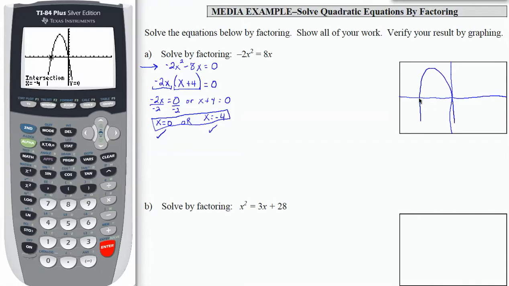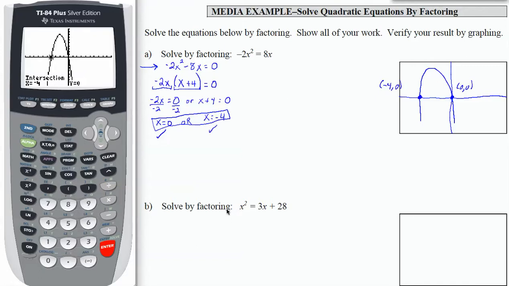That's not great, but we can identify those are the places my parabola crosses the horizontal intercept, and that's going to be negative 4, 0, and 0, 0. So those crosses, the places where it crosses the x-axis or the horizontal axis, verify my solutions to the equation.